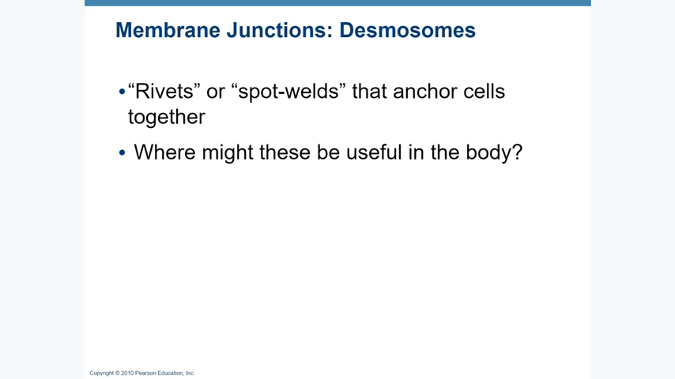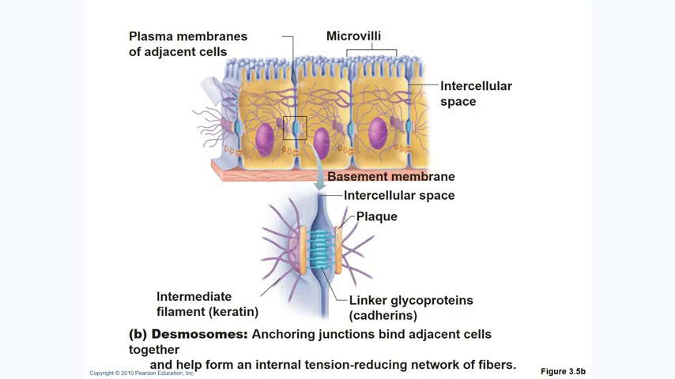Now we have desmosomes, which are rivets or spot welds that anchor cells together. Where do you think these might be useful in the body? So you can see them here, the spot welds that are held together. These are more useful in things like intestinal lining and blood vessels. We want things to be able to go through, but not a lot.